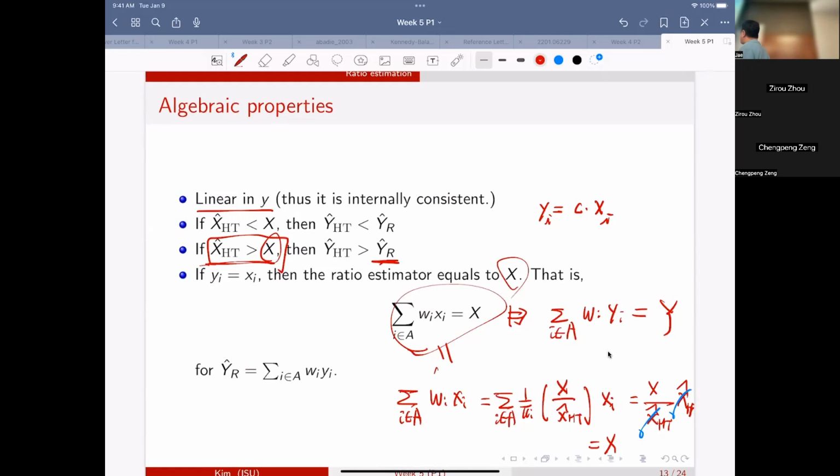So showing the proof is just simple algebra. The meaning is that even if I use only the sample elements, I can recover my population total, right? Which is nice. Later we'll see this property. We call this property calibration.